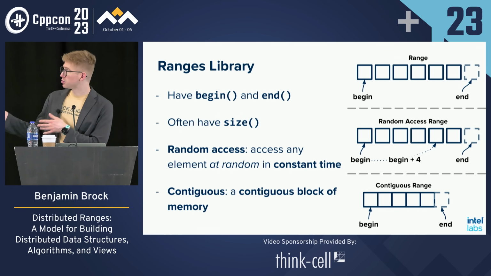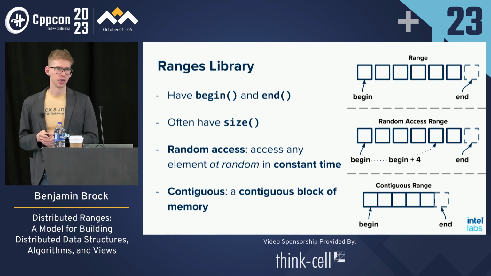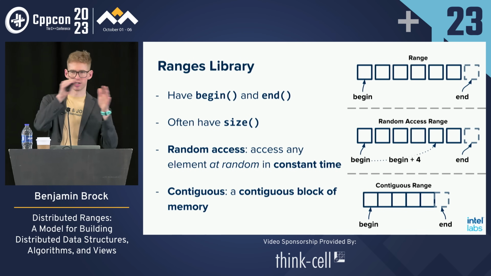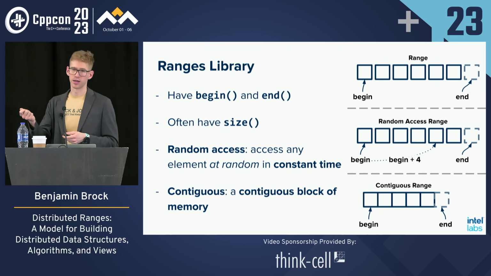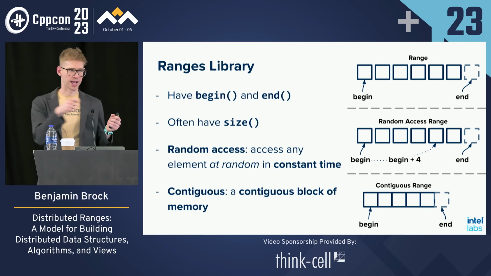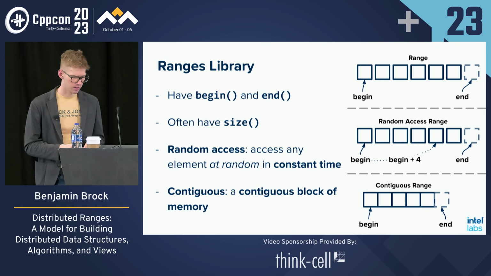And for parallel computing, we're mostly going to be interested in things that are like random access ranges, because it's useful to be able to split up your data into chunks and access any chunk in constant time, right? So that you're not trying to access like a singly linked list in parallel. Okay.